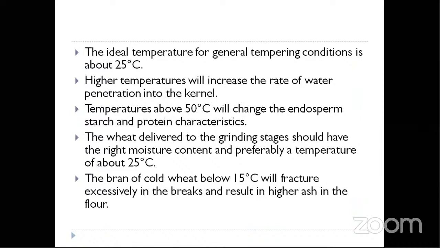So the ideal temperature for tempering is 25 degrees Celsius. Because if we use a higher temperature, then there may be some changes in the starch and the protein characteristics. So to avoid that, it should be carried out at room temperature. But if we use very cold water, around 15 degrees Celsius, what it will do is fracture the bran because the bran will be more fragile. It will fracture and lead to contamination. And how can we find that contamination is high? We can find out the ash content. If the ash content is more than 0.4%, that means bran contamination is there and it cannot be used for bread manufacturing. So that is why the optimum temperature is required.